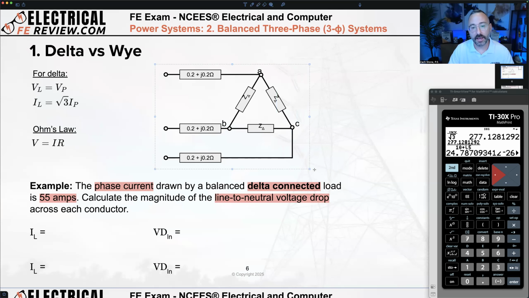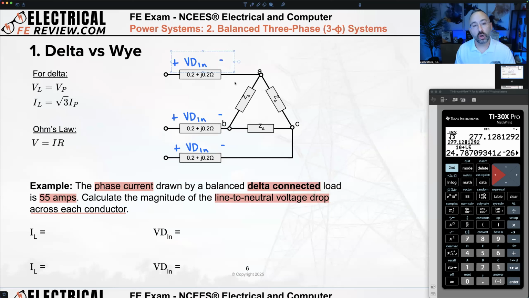So in the problem, they gave us a diagram. We've got a balanced delta connection for the load. Here's the conductor in each phase. Notice the impedance of each conductor is given, 0.2 plus j0.2 ohms. First thing we've got to figure out is what's the line to neutral voltage drop? The problem was nice to tell us that's the voltage drop across each conductor. So here's the voltage drop. We're going to call this VD line to neutral. That's the voltage drop across each conductor in our three-phase system. So we're looking for this value right here.